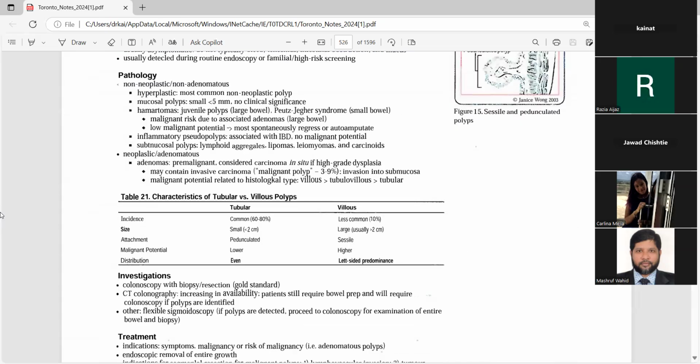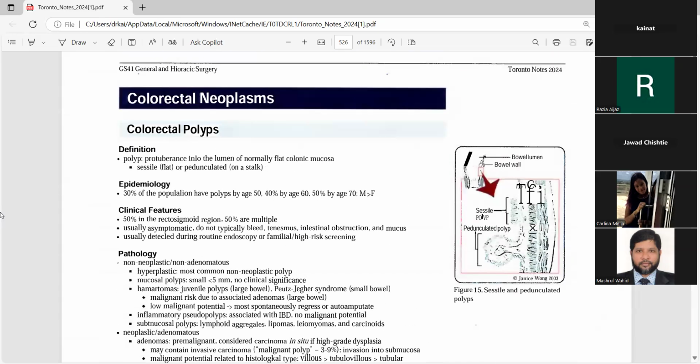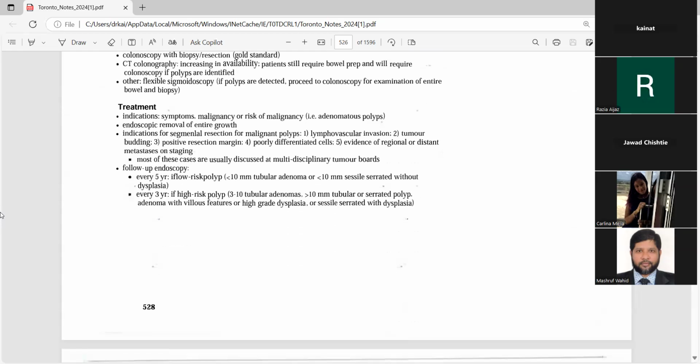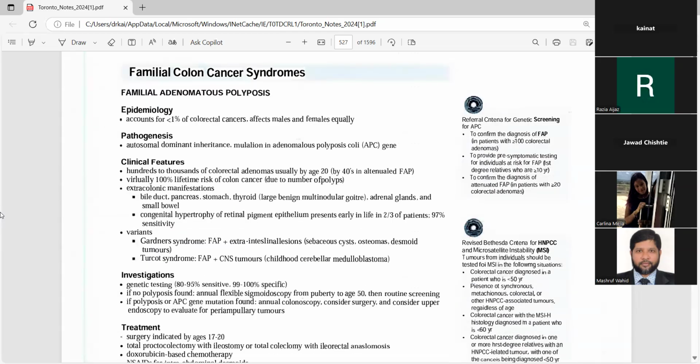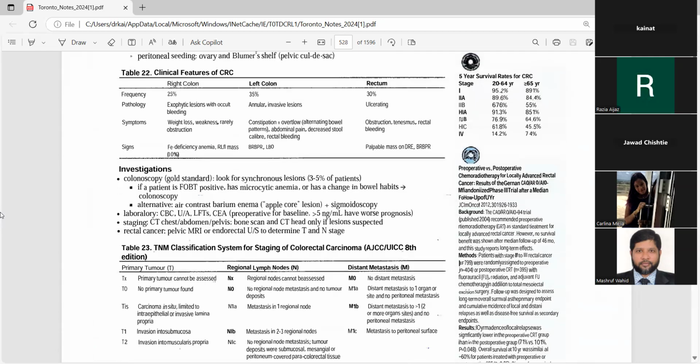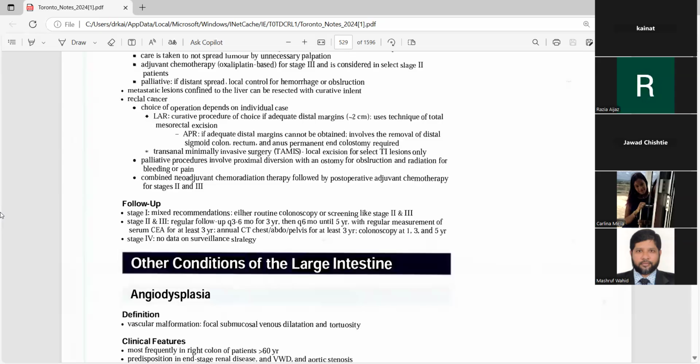Then here in the colorectal polyp, colon screening is important. Even in this one, the screening is important. The colorectal carcinoma screening is important.